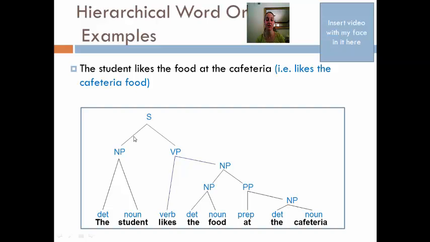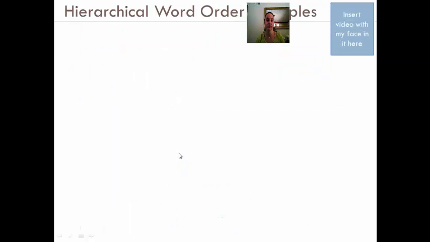Okay, so the highest tier is always S, which stands for sentence. So we can see that the sentence is made up of a noun phrase and a verb phrase, which is made up of a noun phrase and a prepositional phrase. So the linear order should be S equals NP plus VP. S equals NP plus VP.